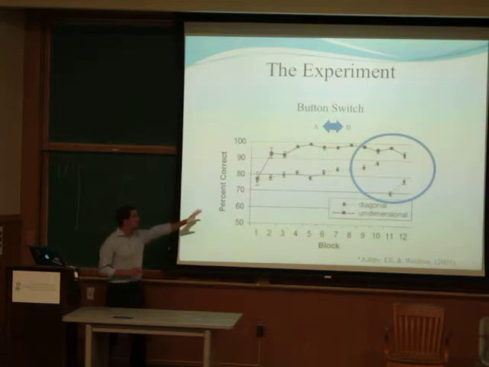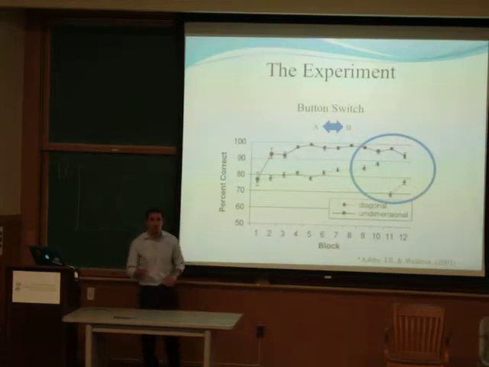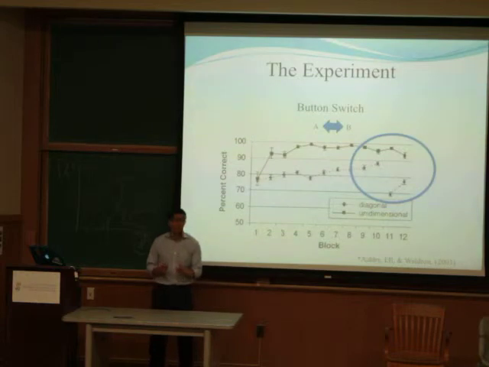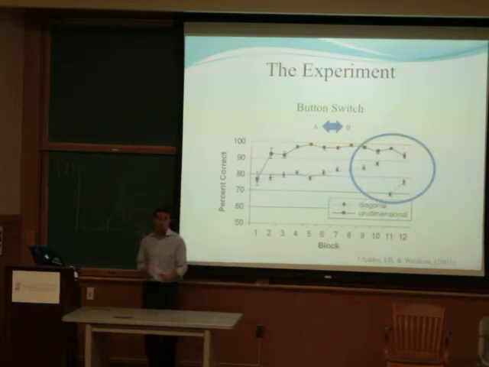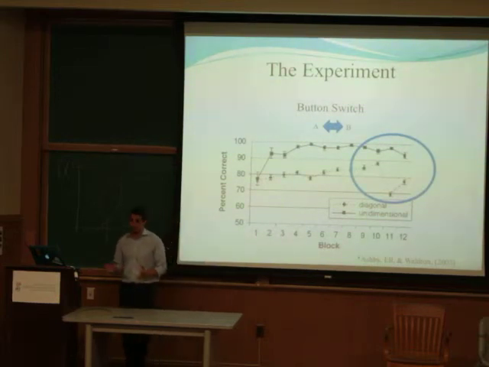And so these are the results we would expect to see if people are using two systems. We would expect to see no accuracy hit in the declarative set and a big accuracy hit in the procedural set.